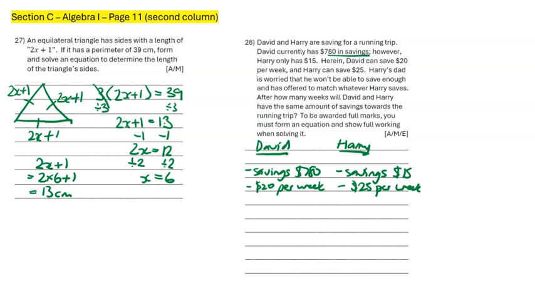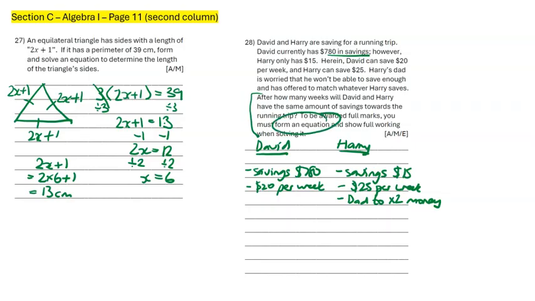And then finally, Harry's dad is worried that he won't be able to save enough and has offered to match whatever Harry saves. So that basically means he's going to double Harry's money, right? So dad, 2 times, 2 times money. Okay, so read up to that. And then this is the rest of the question. After how many weeks will David and Harry have the same amount of savings towards the running trip? To be awarded full marks, you must form an equation and show full working.